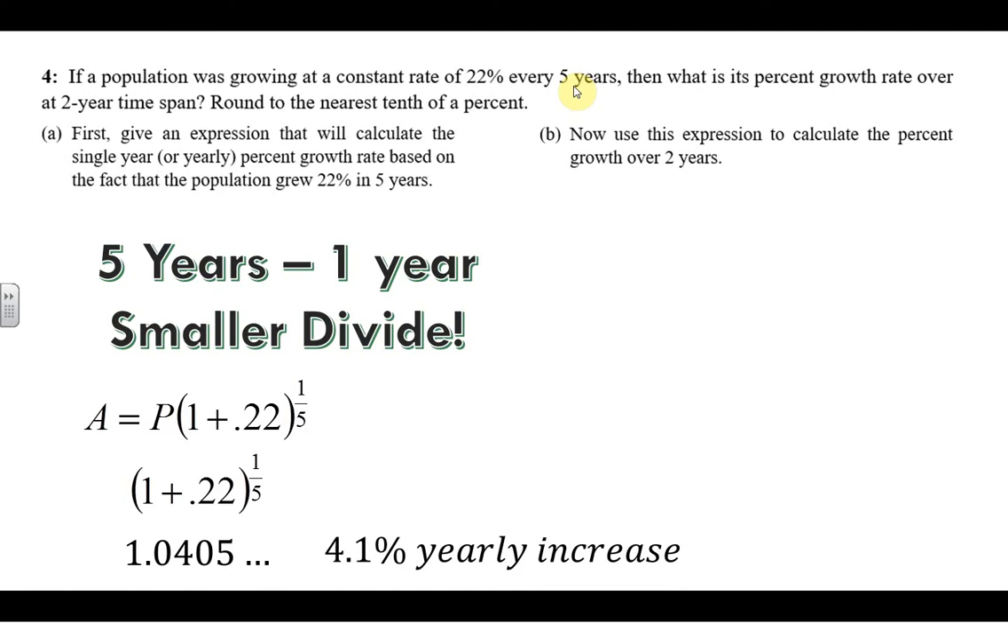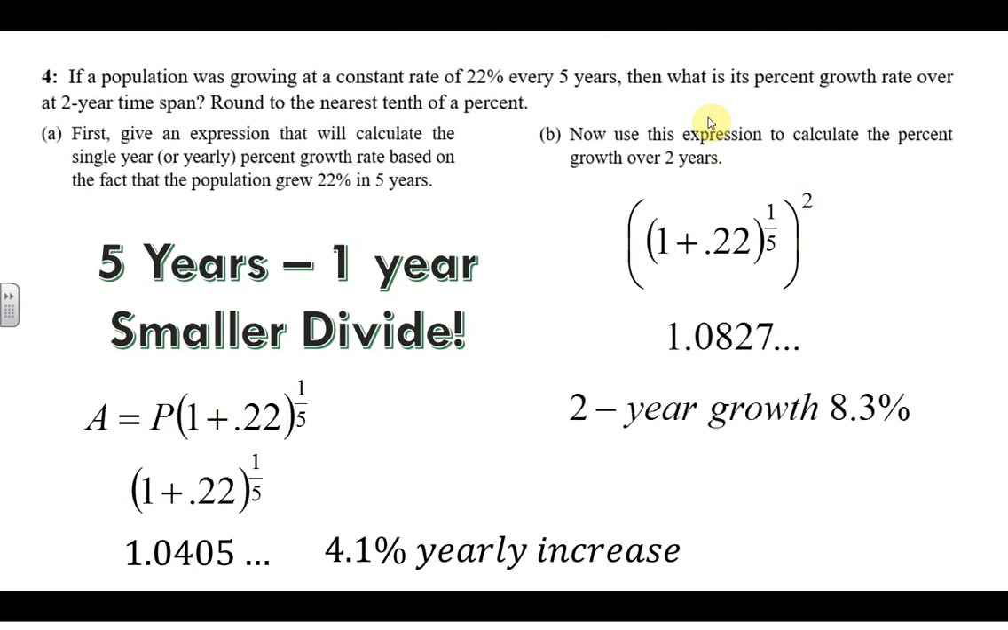So then if they want to know what happens after 2 years, you would just multiply it by itself again, or just raise it to the second power. We created it so that it was 1 year, so you could multiply that by 2. Or you're probably smart enough to figure out that if it's 1/5, then 2 years would be 2/5. Same concept because of power of exponents. So again, you would have about an 8.3% growth.